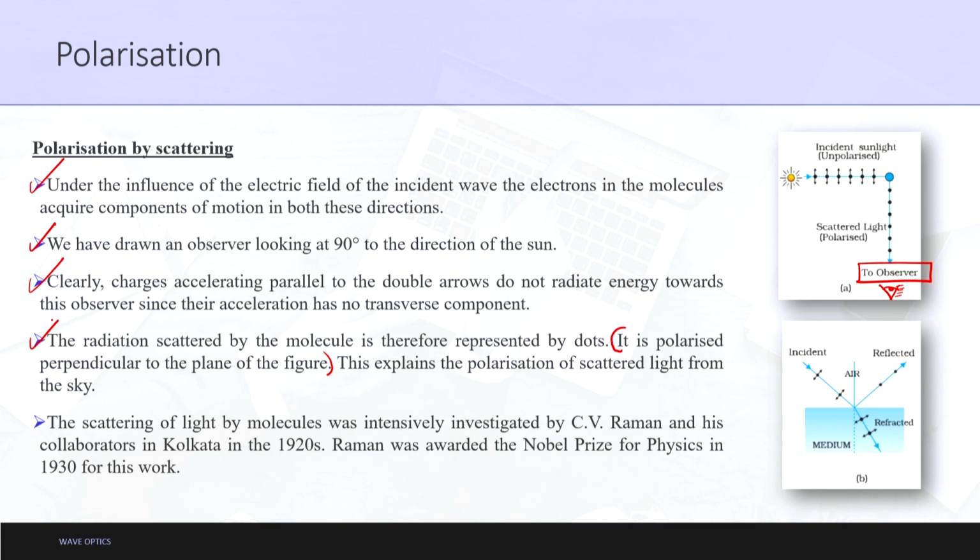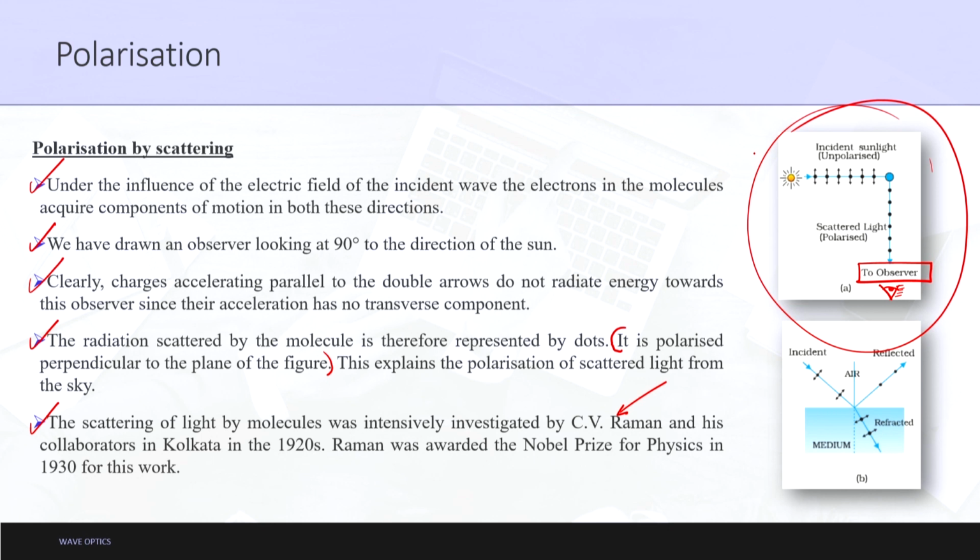Similarly, the scattering of light by molecules was intensively investigated by C.V. Raman, an Indian scientist, and his collaborators in Kolkata in the 1920s. Raman was awarded the Nobel Prize in Physics in 1930 for his work. He performed his work on scattering of light. He also worked on why the water of oceans or seas appears blue. The complete analysis was done, and this was one of the applications, or instances, of his work.